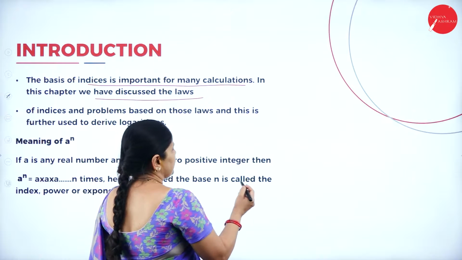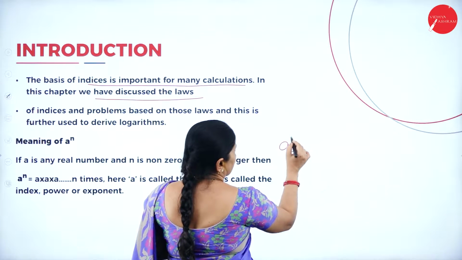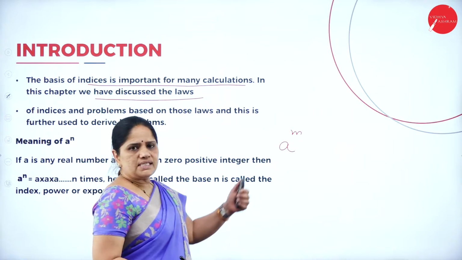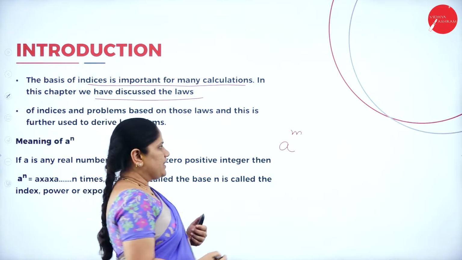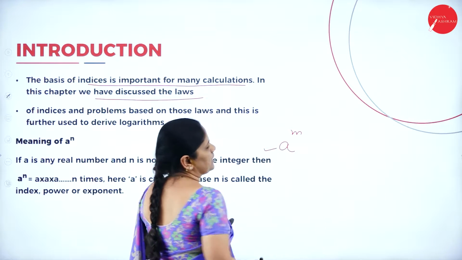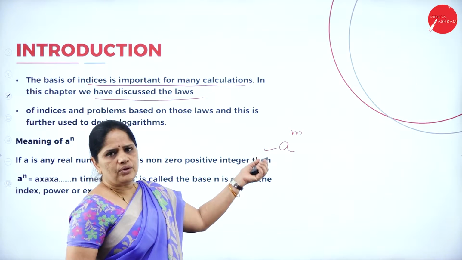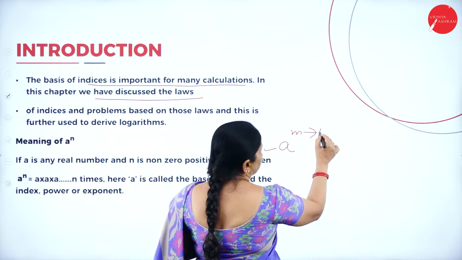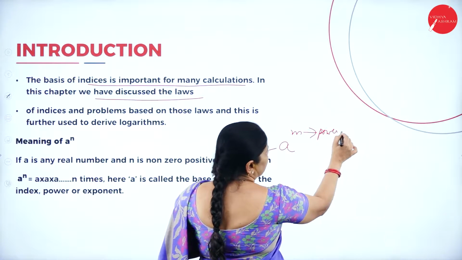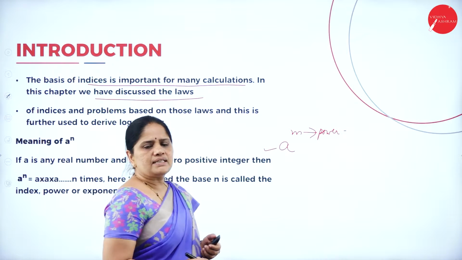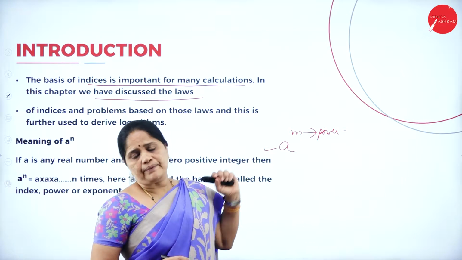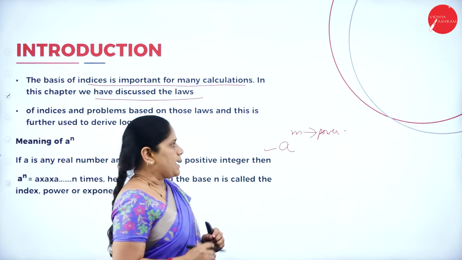Suppose there is a number called a to the power m. So this is a number, where a can be any number, a can be 2, 3 or 4, and this m represents the power. What do we mean by power? Power is nothing but the number of times this a has to be multiplied. Now, let me give you an example.